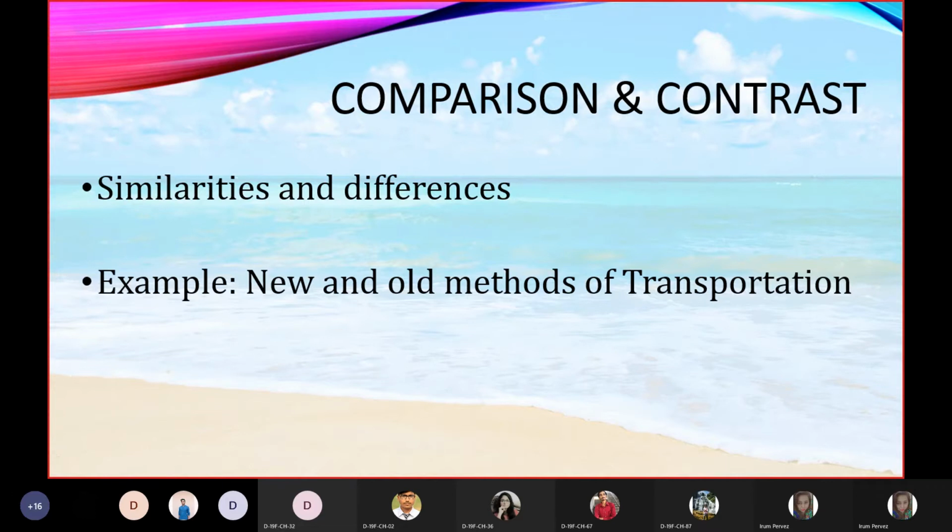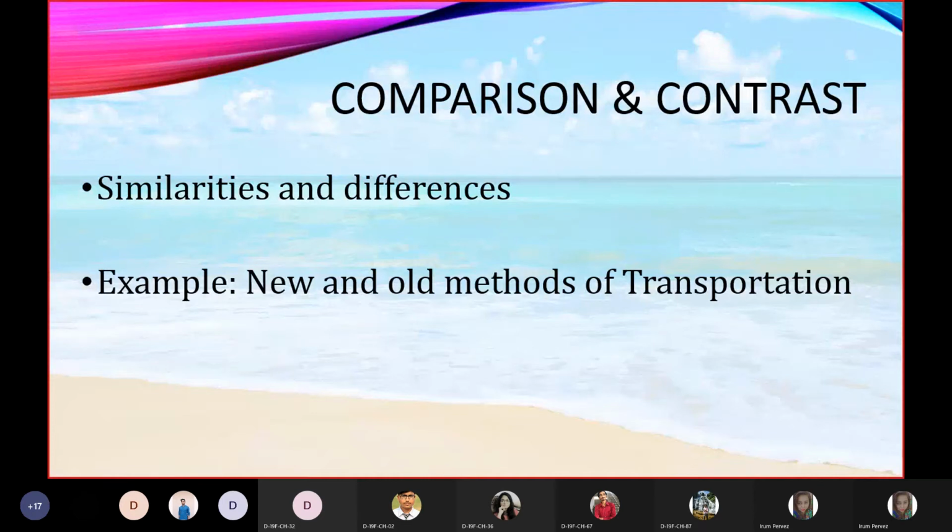You may write paragraphs or essays on comparison and contrast where you would be finding similarities and differences. So when you would be writing on face wash and soap, and you would be writing comparison and contrast, definitely you would be looking at the similarities and differences in order to prove your stance. And as I have given you the example, transportation, history of transportation, new and old methods of transportation.